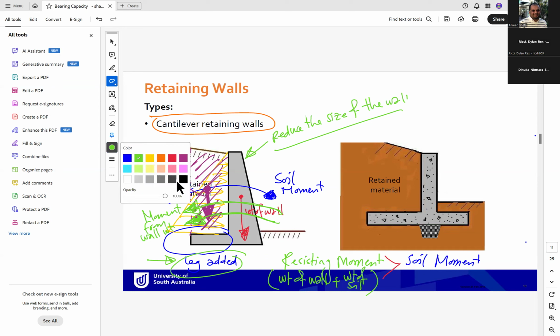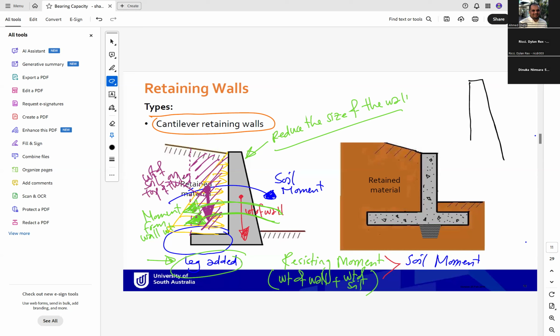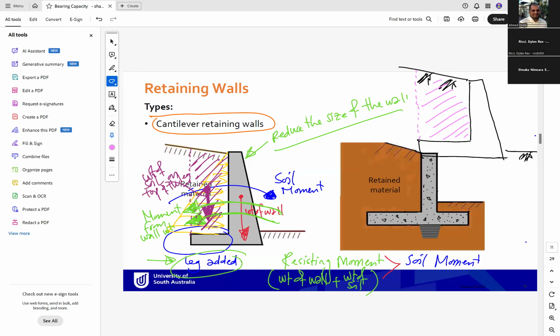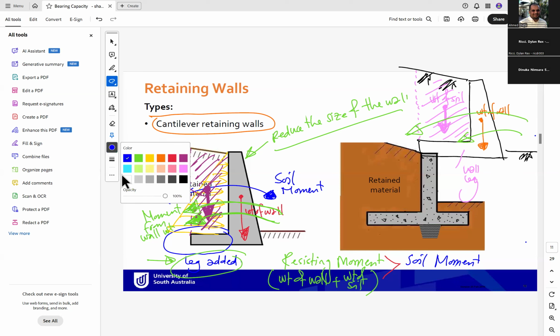Okay, so if I draw it again just to clarify, this is our wall and this is our leg. And this is the soil here, and this is the soil here. So what we add in this case is this block of soil on top of the wall leg or wall cantilever, which has some weight. This is the weight of soil, and we have the weight of the wall itself. These two components cause resisting moment in this direction. So these two components are trying to resist.